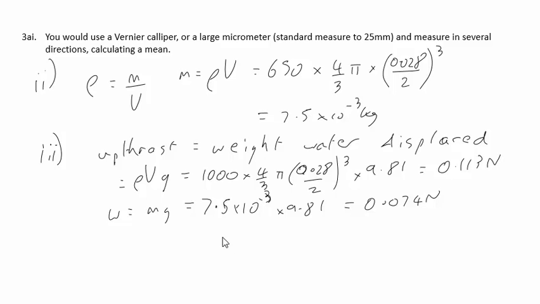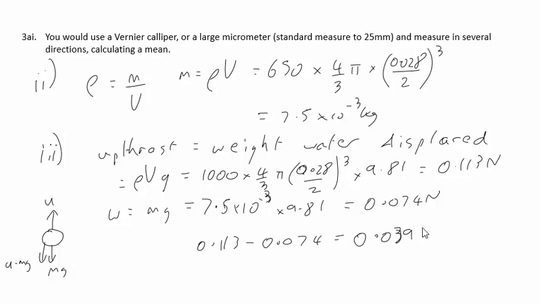So the additional force acting down, we have the ball like this, with the upthrust acting up, the weight acting down, and we want another force acting down, which will be the upthrust minus the weight, and that is then 0.113 minus 0.074, which comes out at 0.039 newtons.